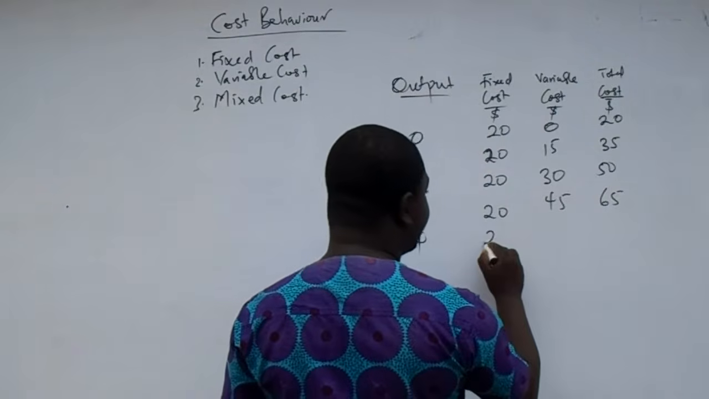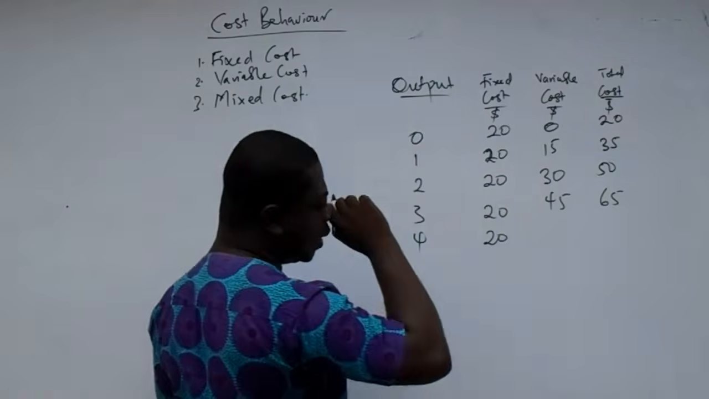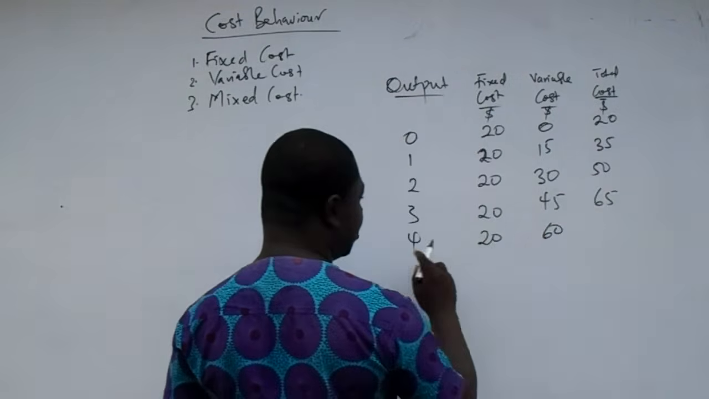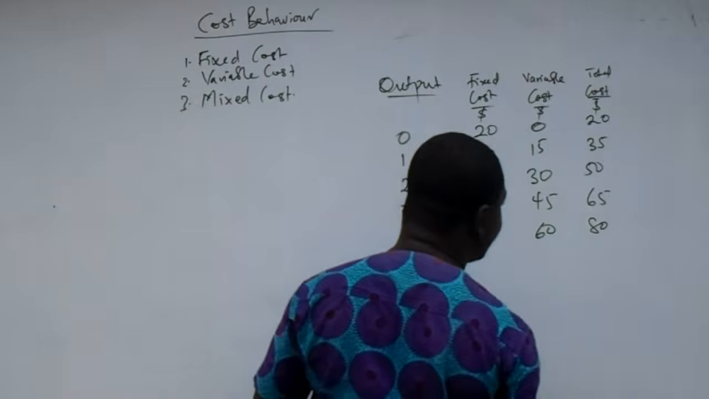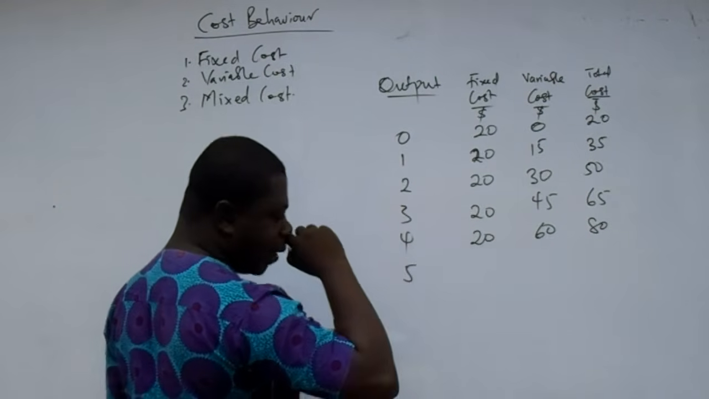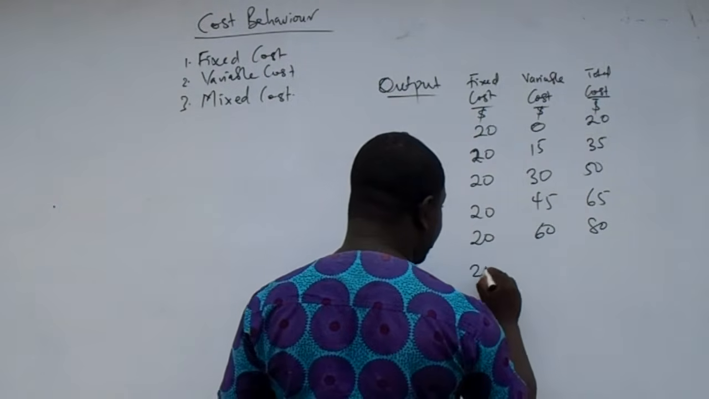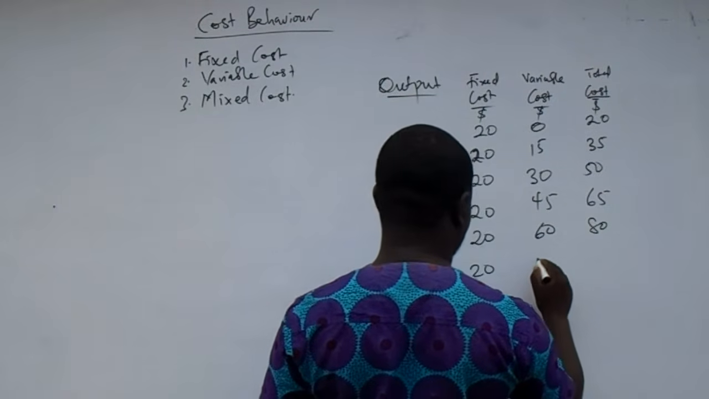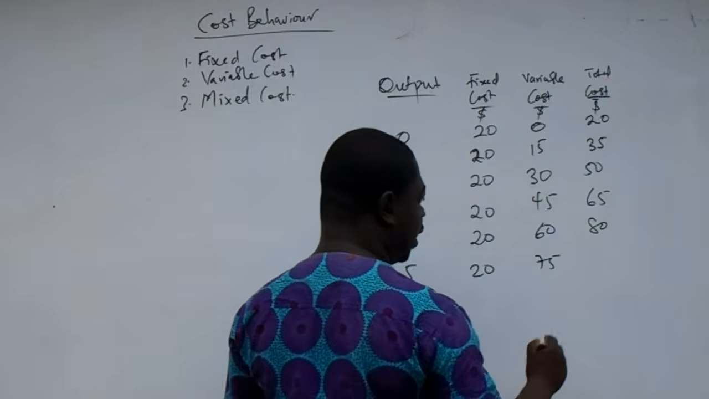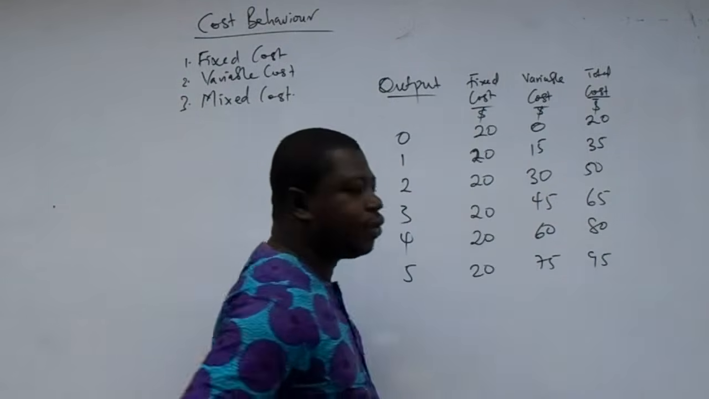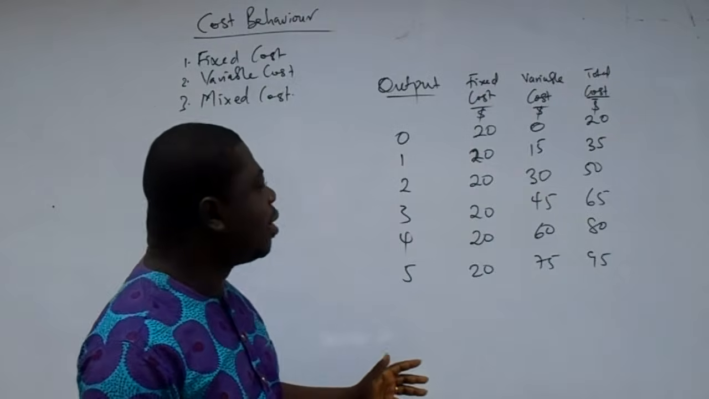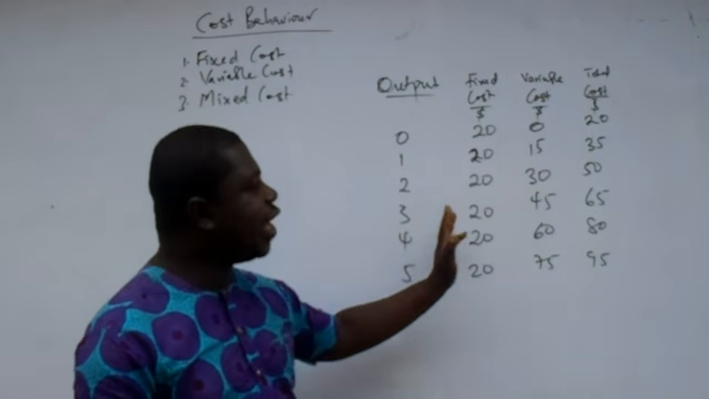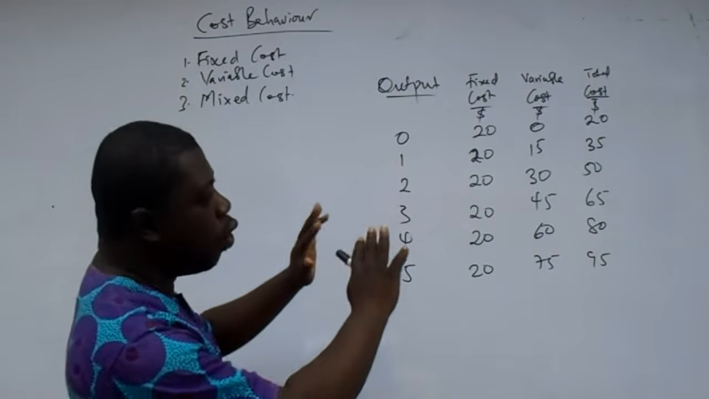At 4 units, still within the range, fixed cost does not change. And so variable cost grows to 60. That is 15 by 4, and our total cost grows to $80. And finally, let's assume that we have 5 units produced within a relevant range. And so we have fixed cost still of 20, variable cost of 75, and then a total cost of $95. Okay, so using this table as an example, you see that this is how cost behavior looks like.